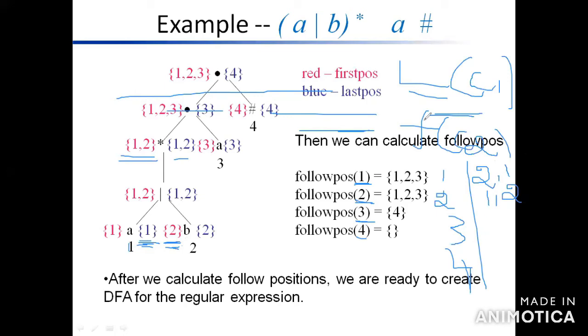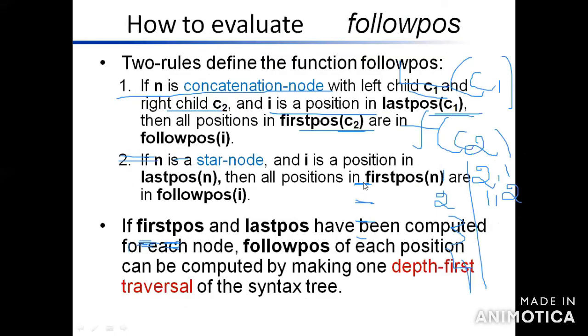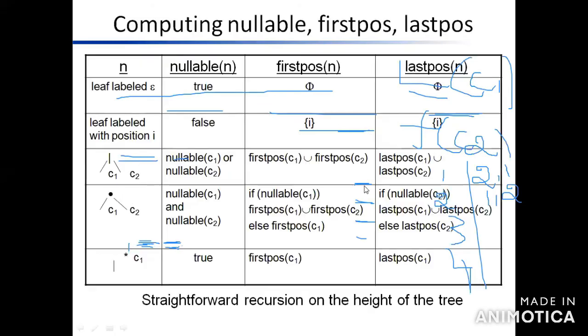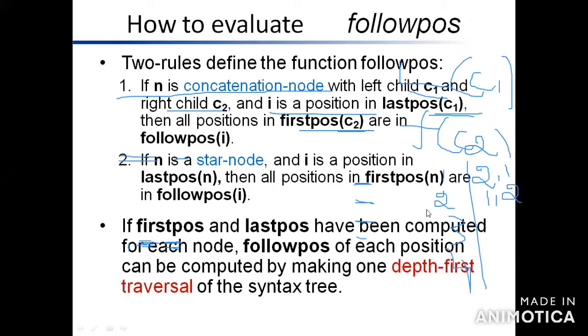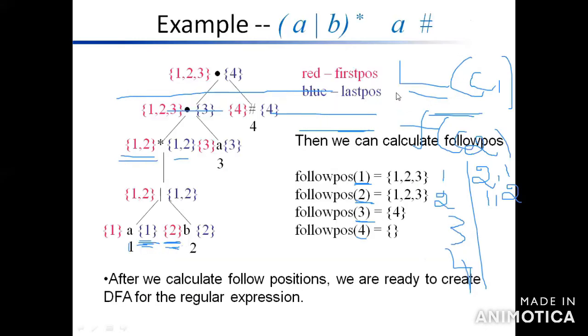What about the star node? You have to check the star node. The star node has its own function. If n is a star node, then for i a position in the last position of n, all positions in the first position of n are in the follow position of i. Last position of n, first position of n. This is for the star node. This is the first thing, and this is the second thing.